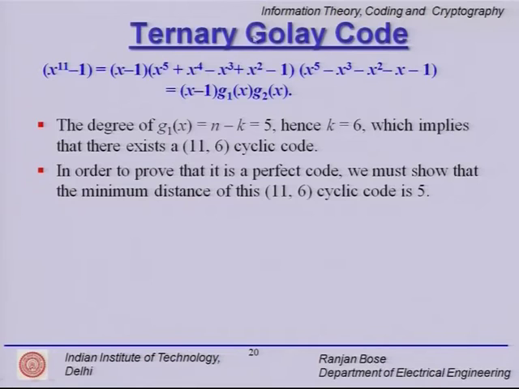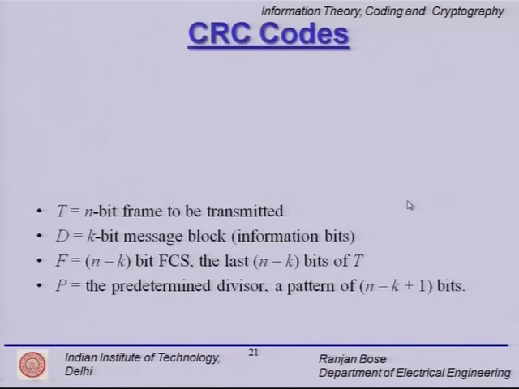We also have a ternary Golay code. So, if you take x raised to the power 11 minus 1 and you try to factorize, you get these two factors, n minus k is 5 and k is 6. So, we have an (11,6) ternary cyclic code, which is the ternary Golay code. Okay. The minimum distance of this code is 5.